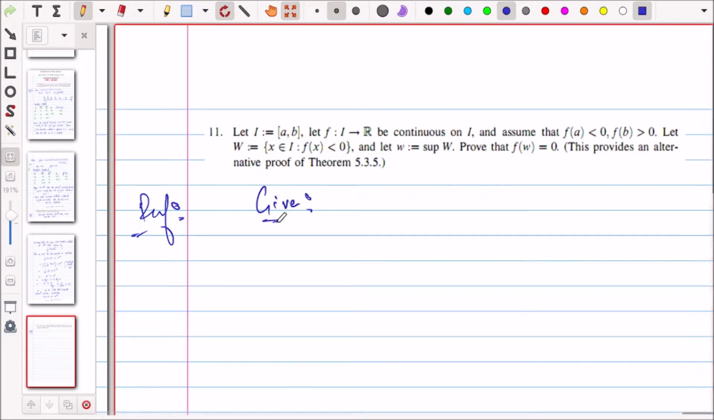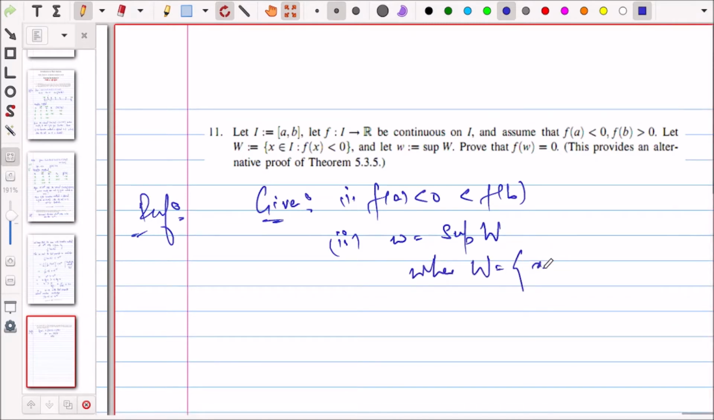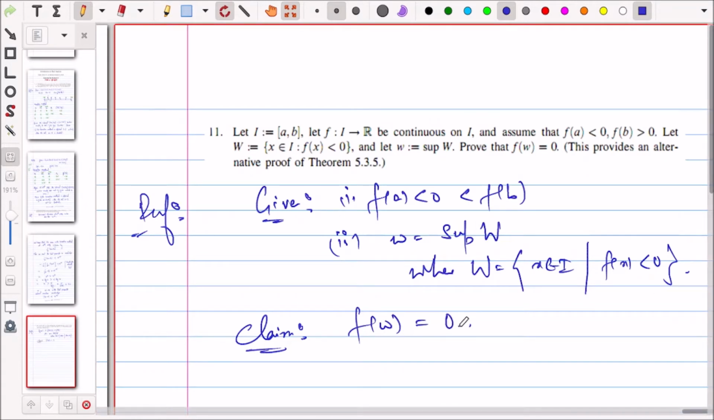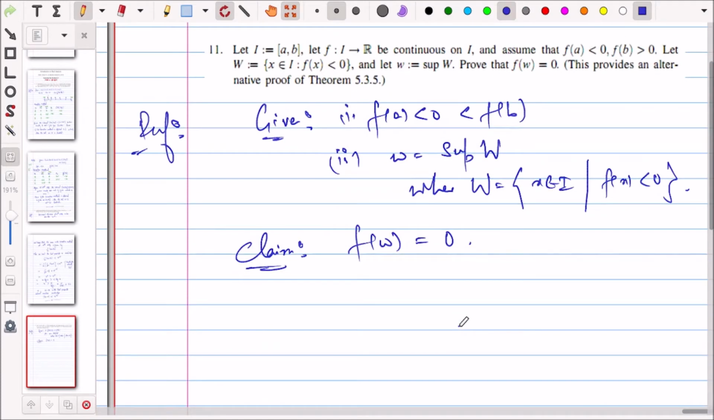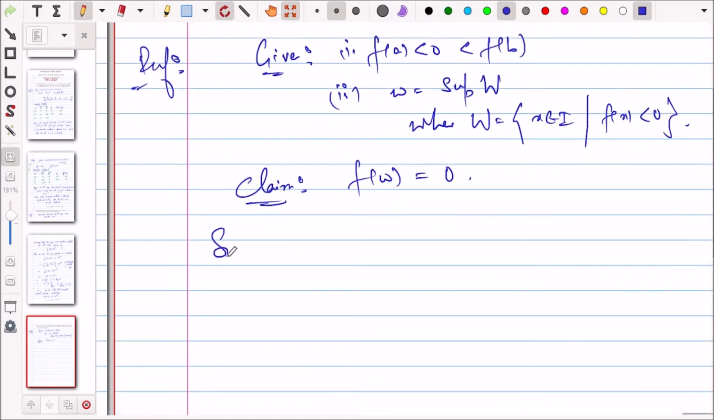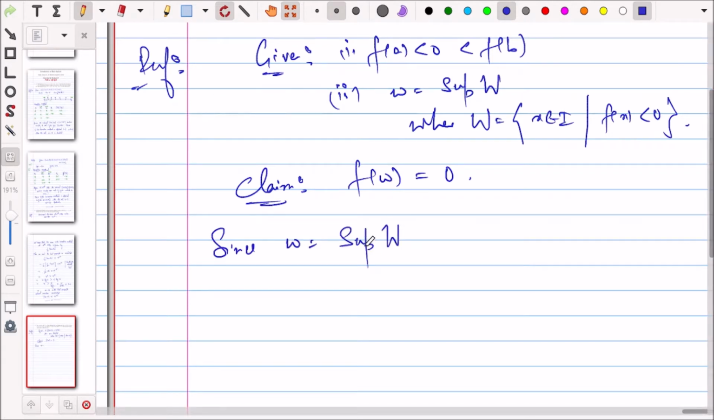So we are given f of a is less than 0, less than f of b. Second, w is equal to the supremum of W, where W is the set of all points in I at which the value of the function is negative. Claim: we have to show f of w is equal to 0. So we will use the supremum property, since w is the supremum of W.